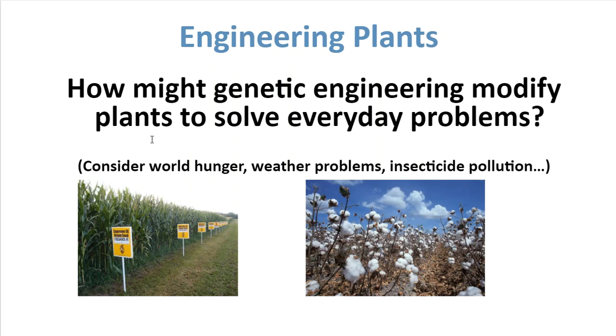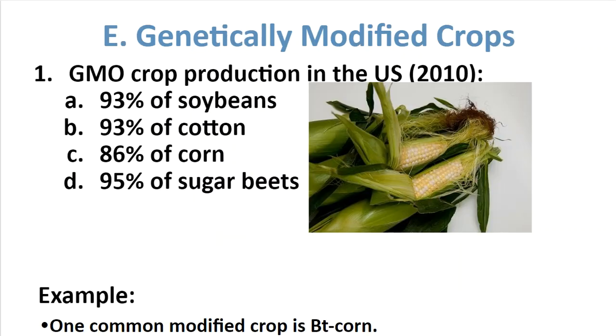And just know when we start talking about plants that this is a lot of money coming in, a lot of money. With genetically modified crops, GMO crop production in the U.S., this was taken from 2010, 93% of our soybeans, which is also used as a preservative, is genetically modified. 93% of our cotton is genetically modified. 86% of corn is genetically modified. Corn used to be a grass. We have changed it over the years. And 95% of our sugar beets.